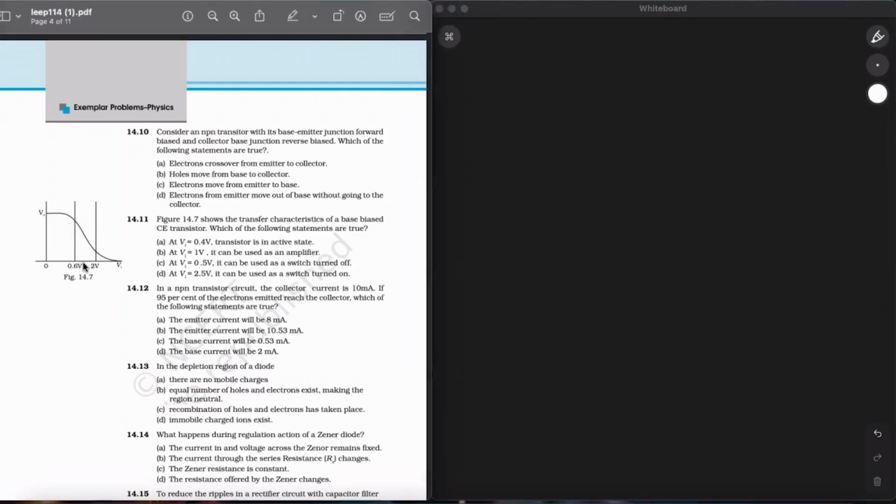In option C, when Vi equal to 0.5 volt, just before this, there is no collector current, the transistor is in the cutoff state. Yes, this is also true. It can act as a switch, as a turned off switch. Option C is also correct. And option D, at Vi equal to 2.5 volt, this is obviously a short circuit condition, so it can act as a switch that has been turned on.